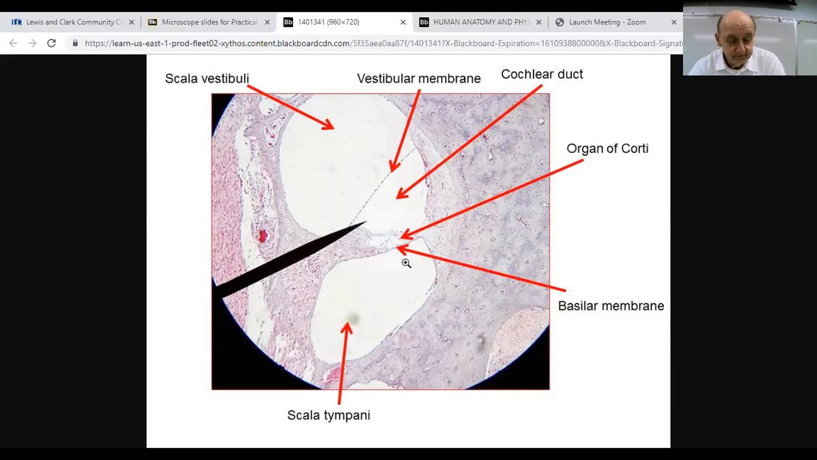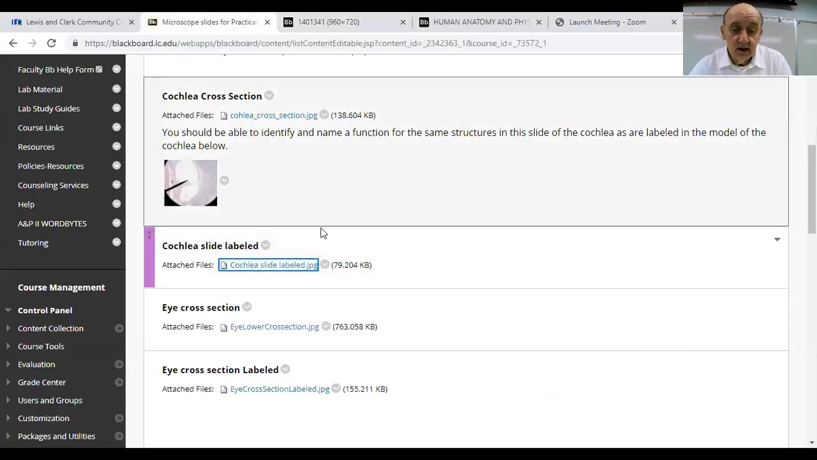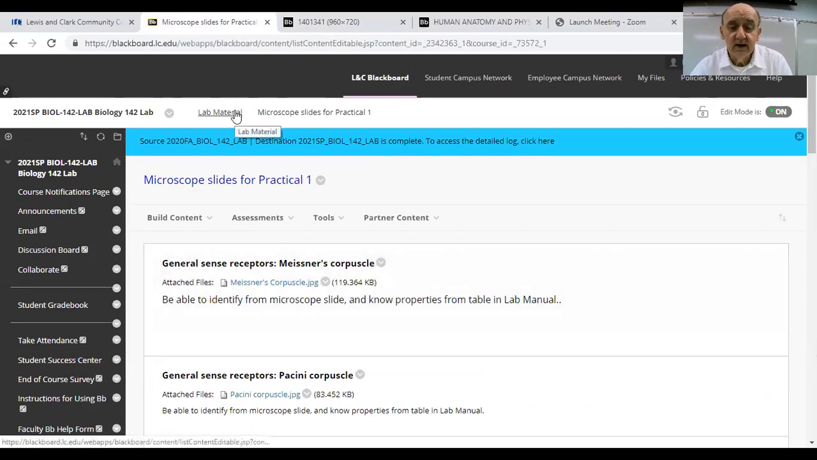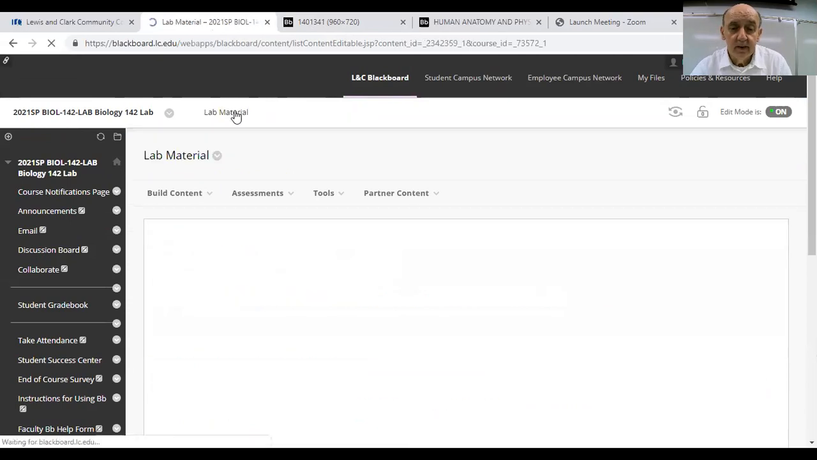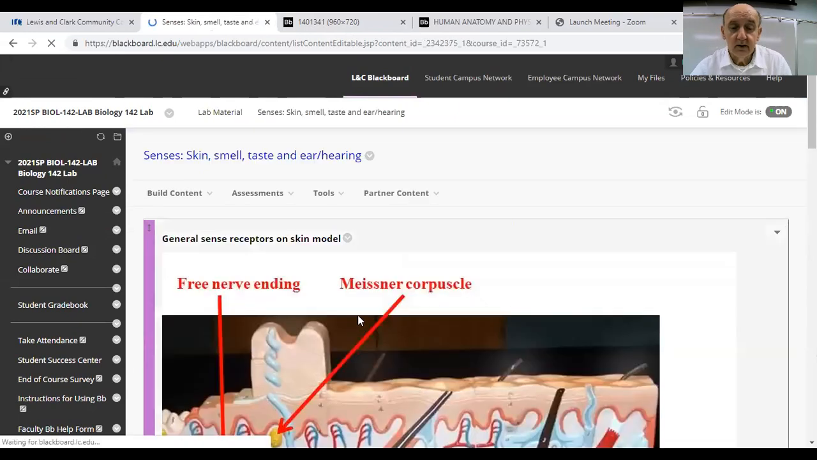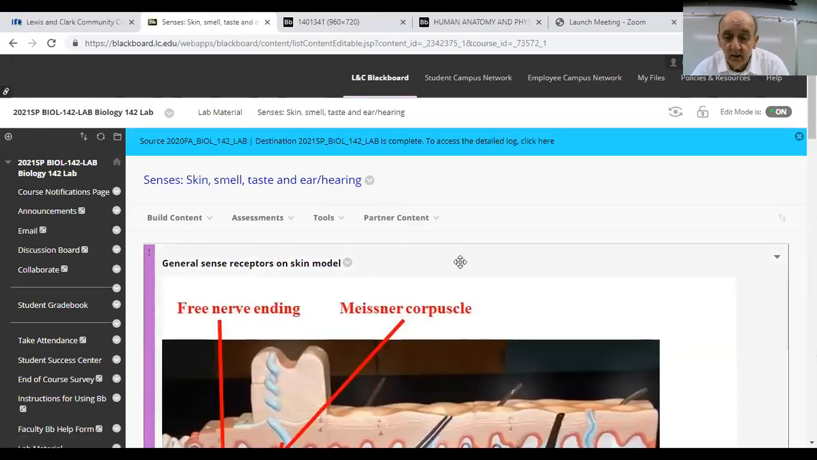The next point in our lab report is about hearing tests. I'm going to go back to the lab shell here, and I'm going to take you to a table. This table is in your lab manual as well, but let's go through to the bottom of the lab shell.